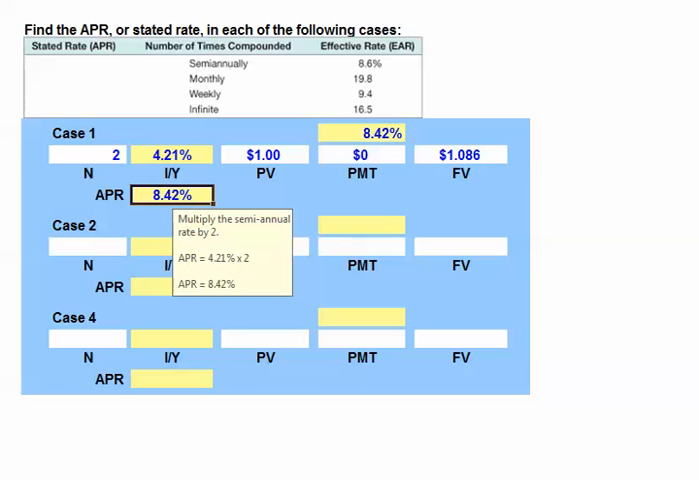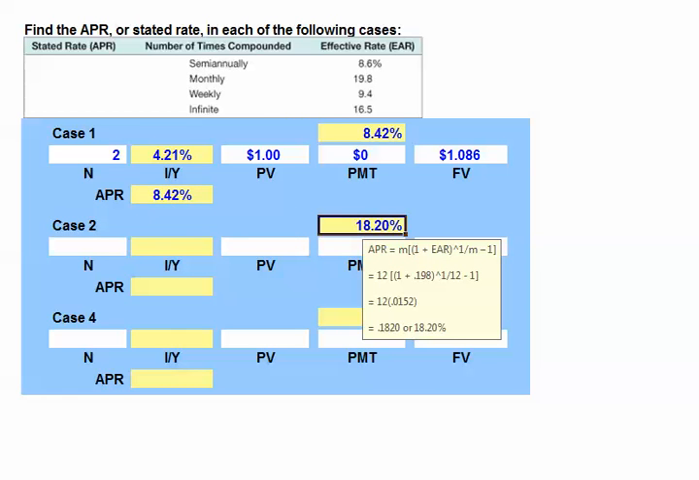In case number 2, we're told that we have a 19.8% EAR with monthly compounding. Again, using our mathematical formula, we would take the quantity 1 plus 0.198, the EAR, to the 1/12th power because of monthly compounding. Subtract 1 from that, and then multiply that monthly rate of 0.0152 times 12 compounding periods, and we would get an APR of 18.20%.